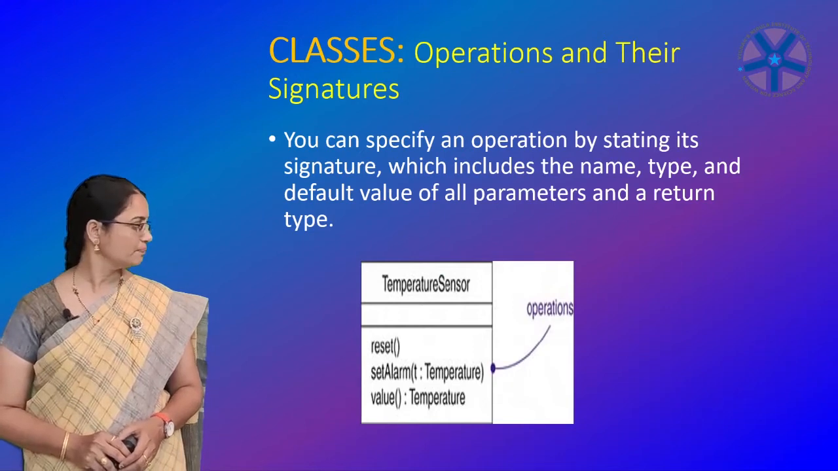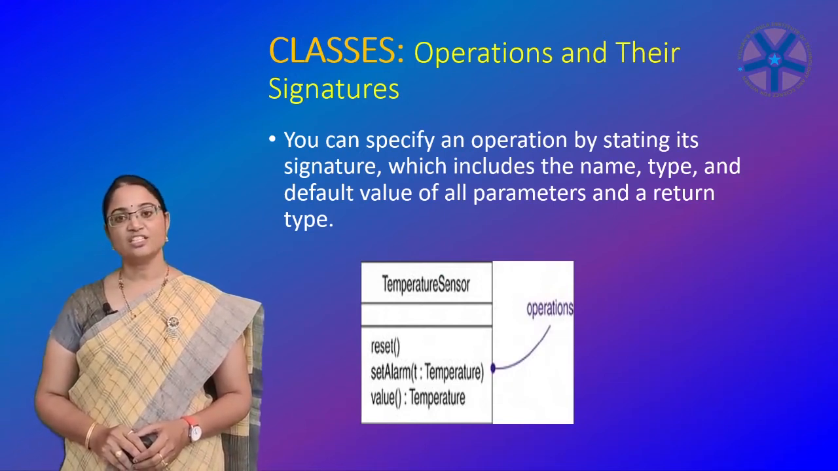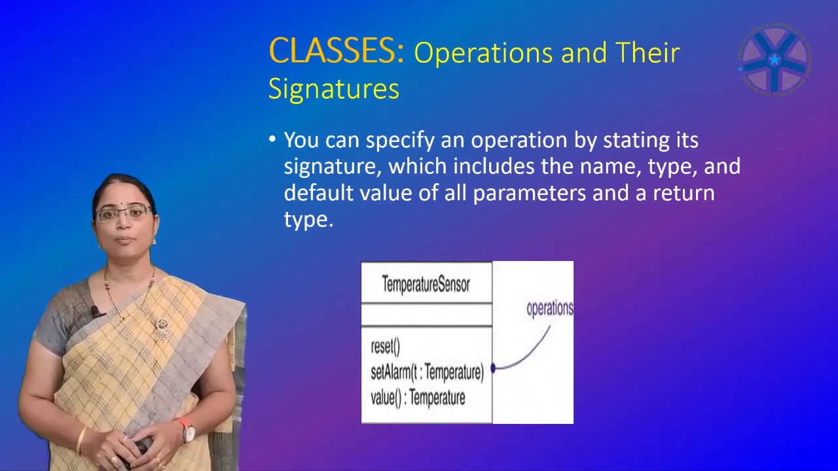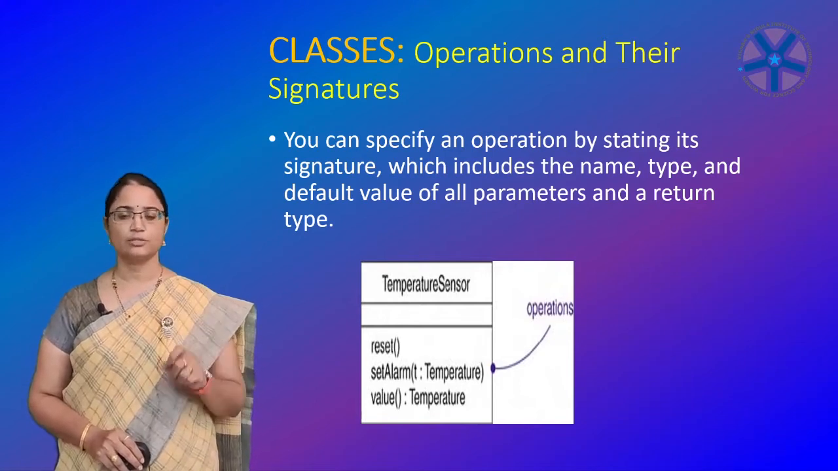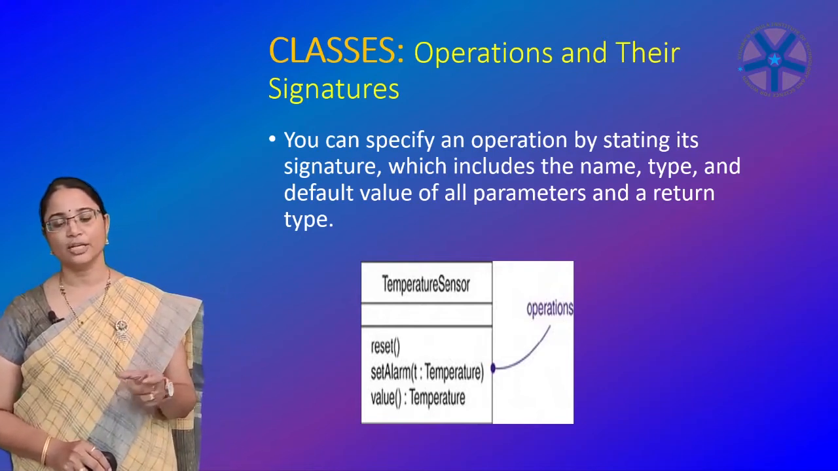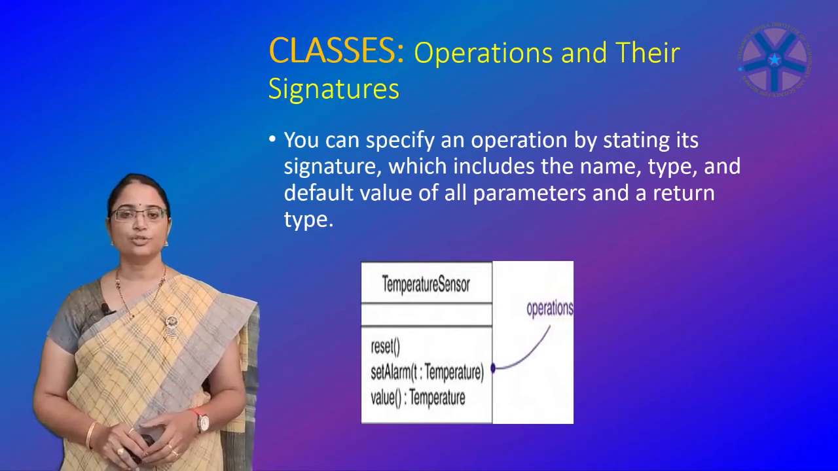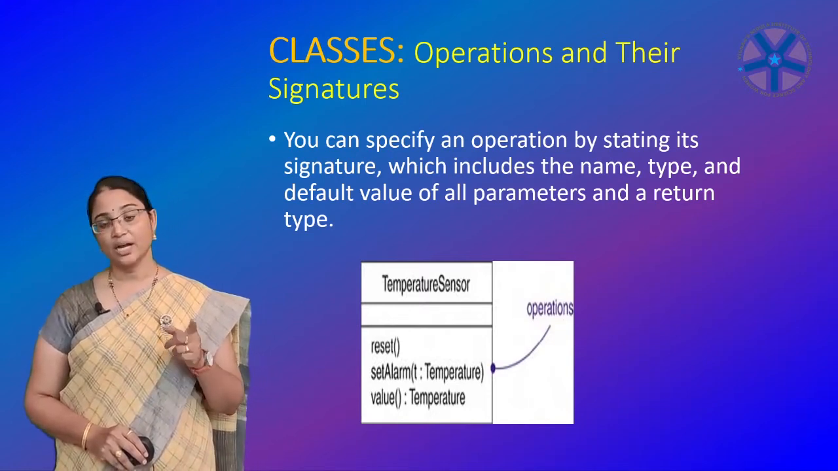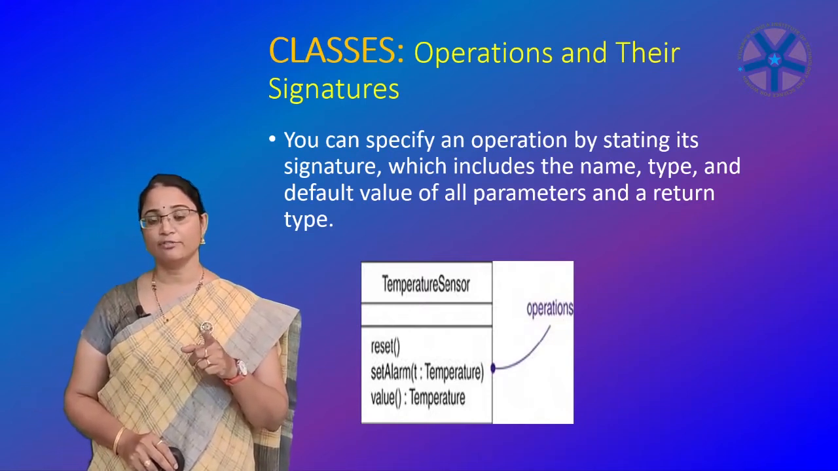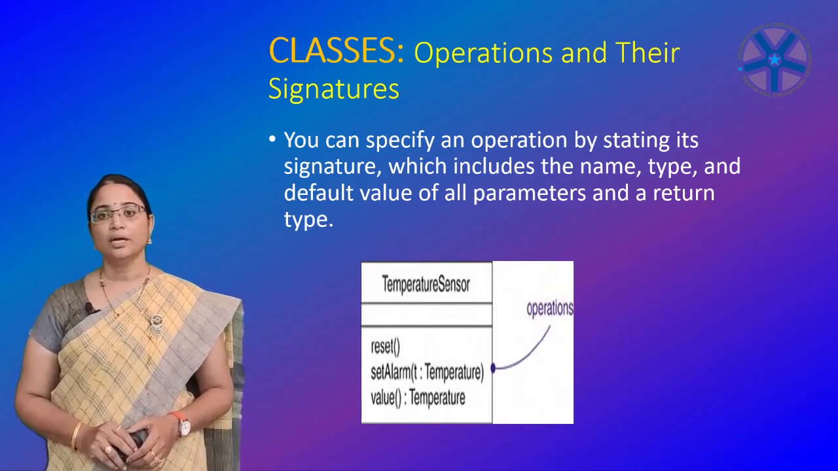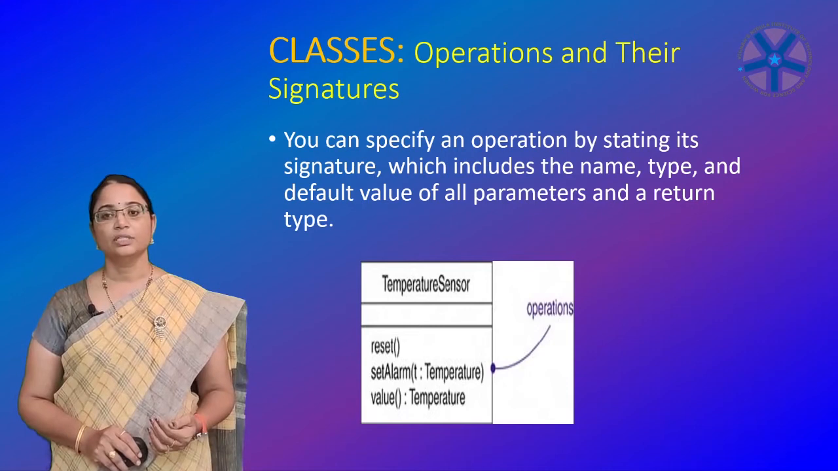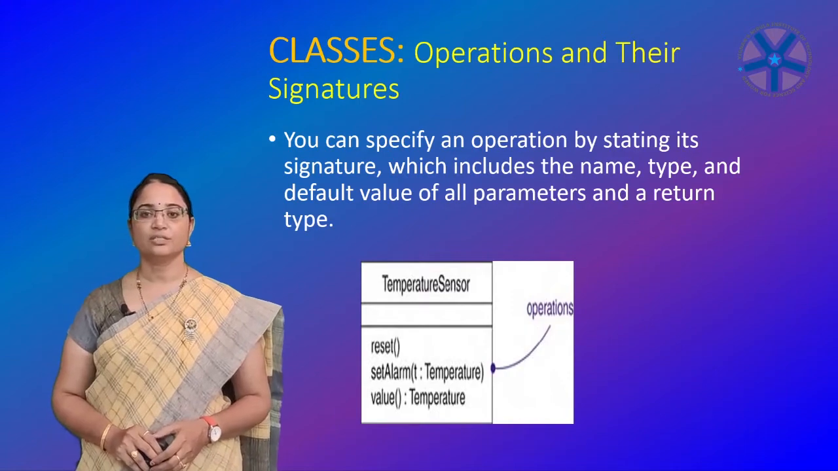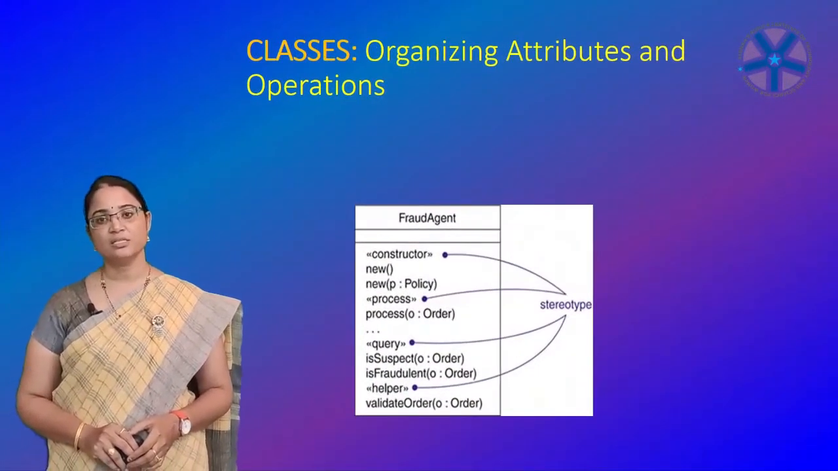See here, for example, I have a figure with the class name as temperature sensor. In this we are not having any attributes and we are having some operations such as reset. All letters are small, and you specify it with the parenthesis. Next is setAlarm. Here s is a small letter and A, the first letter of the second word, should be capital. And next is temperature, where you can use the temperature as a signature. Value here is also temperature. This is how you need to use operations and their signatures.